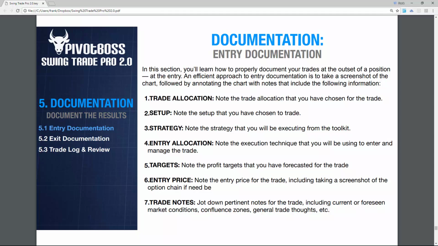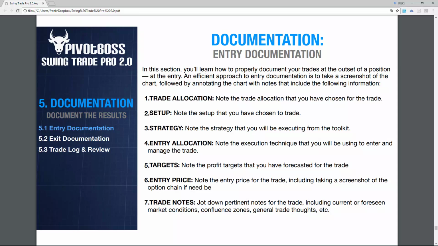Entry allocation. Note the execution technique that you will be using to enter and manage the trade. So are you using the 1x2 entry technique? Are you entering 100% entry? Maybe you're doing the 1x3 entry technique. Those are very, very important. And again, how are you going to manage the trade? Are you going to get all out of the trade in one go? Are you going to scale out in halves or thirds? Which way are you going to manage the trade? Again, note that down on the chart.